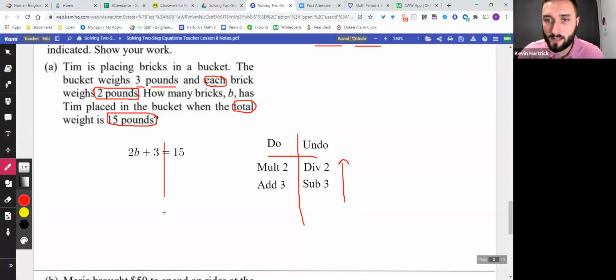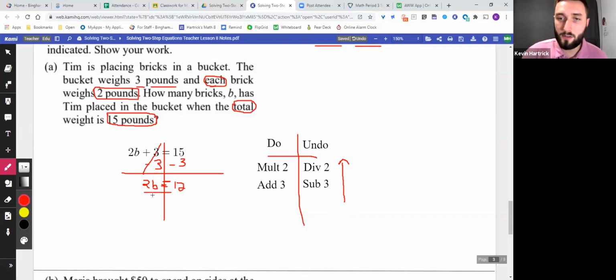So when I'm solving this, I'm starting at the bottom, subtract 3, and I'm going to do it to both sides to keep my equation balanced. I've got a 2b left after my opposites cancel out. 15 minus 3 gives me 12. Last step is to divide by 2. So that gives me a b of 6.